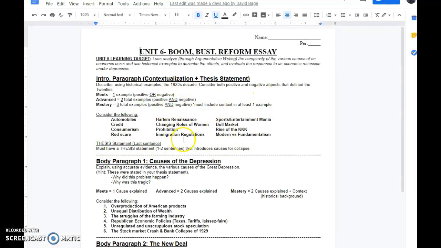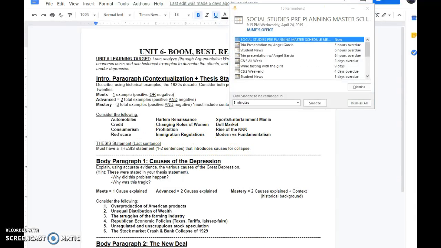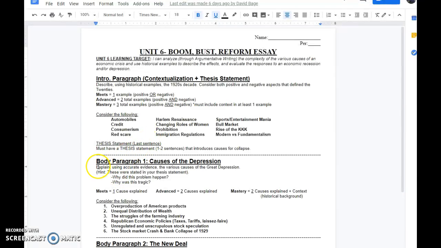At the end of that paragraph, you're going to introduce a claim, much like the claims we do in CNN prompts that can be argued. You're going to create your own prompt. So you must have a thesis statement, must be 1 to 2 sentences that introduces the next part or leads from the 1920s into the causes of the Great Depression. So you have to, in your thesis, after you talk about the 1920s, allude to, in your statement, what is going to cause the Great Depression.